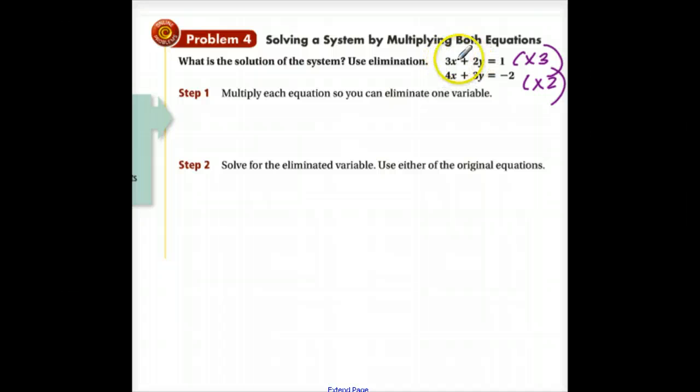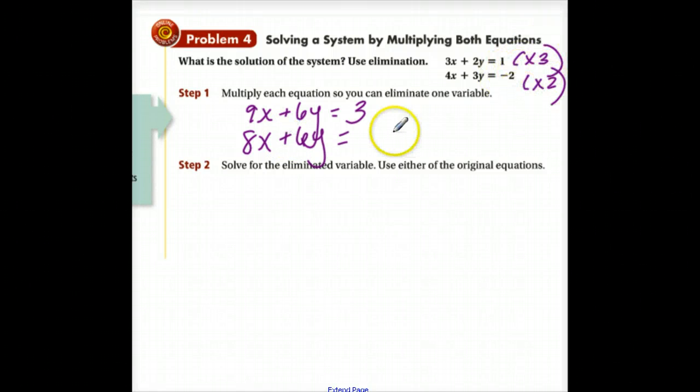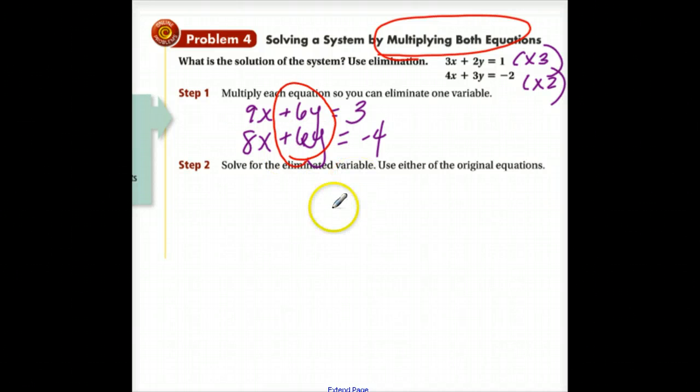All right, 3x times 3, 9x. 2y times 3, 6y. 1 times 3 is 3. Now on the bottom, I'm multiplying this equation by 2. 4x times 2 is 8x. 3y times 2 is 6y. Negative 2 times 2 is negative 4. Notice that doing this, multiplying both equations by a number, my coefficients of my y variable are the same.